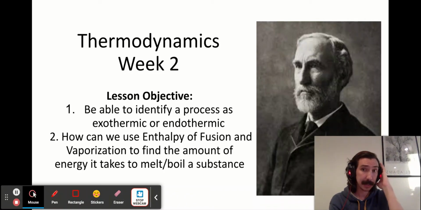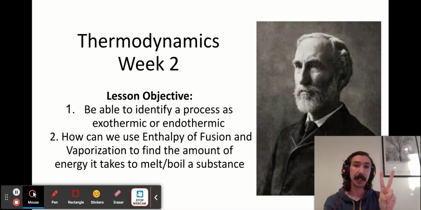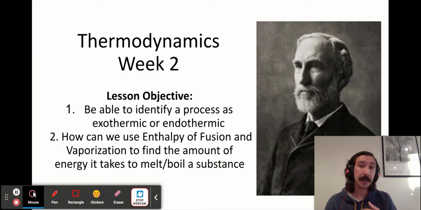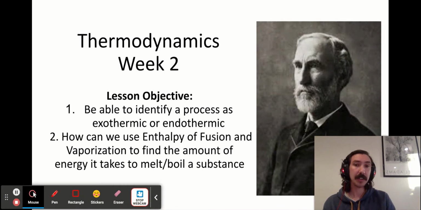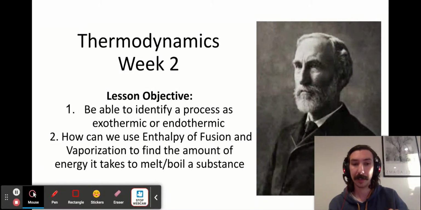All right, so in this set of notes, we've got two lesson objectives. We're going to learn some new vocabulary, and I want us to be able to identify a process that's either exothermic or endothermic. So that's where we're going to start. And then our next objective is I want us to be able to use enthalpy of fusion and enthalpy of vaporization to find out how much energy it takes to melt or boil a substance.